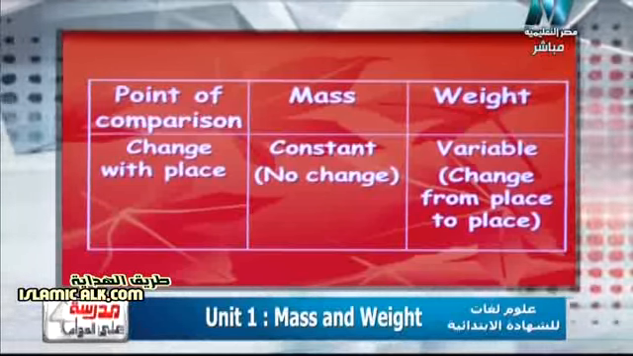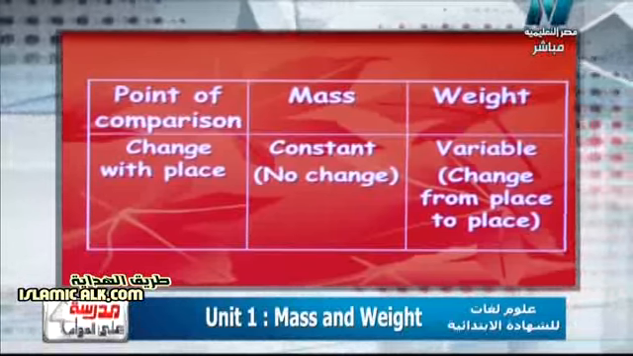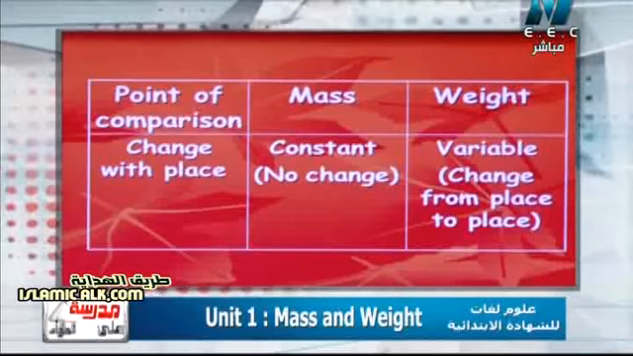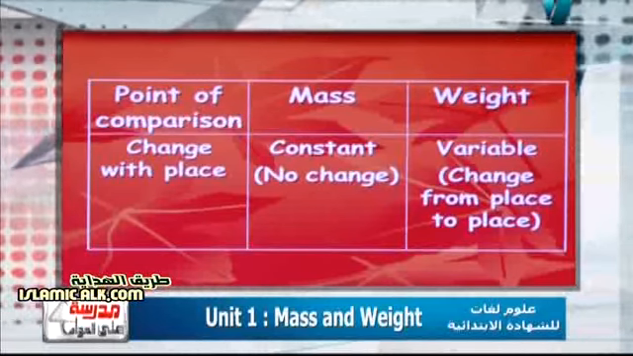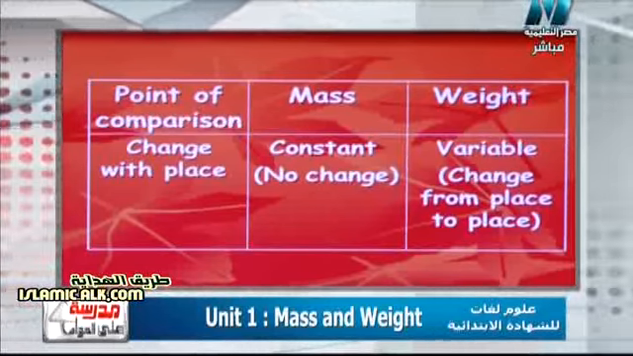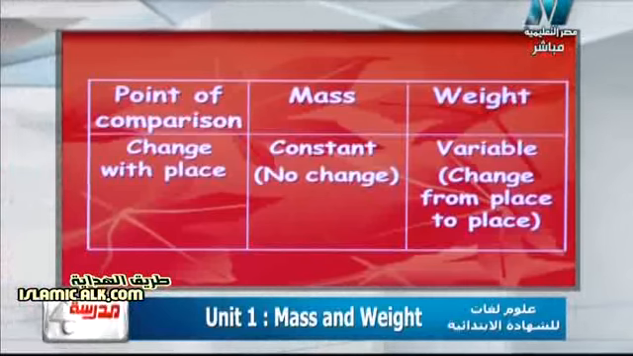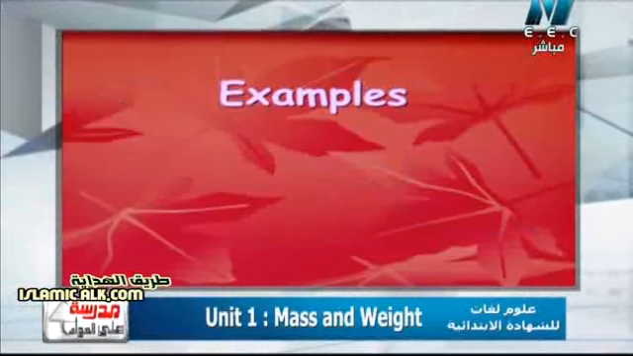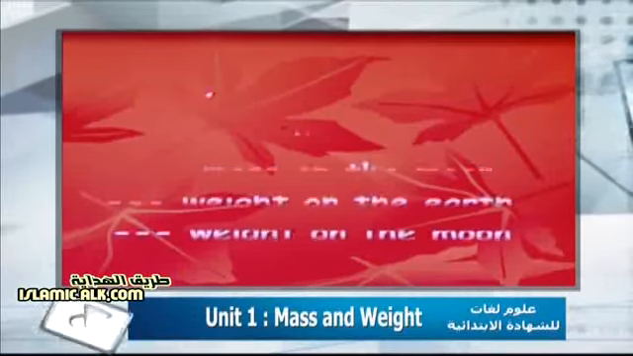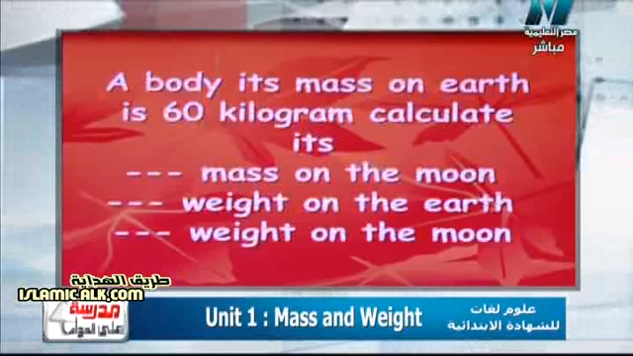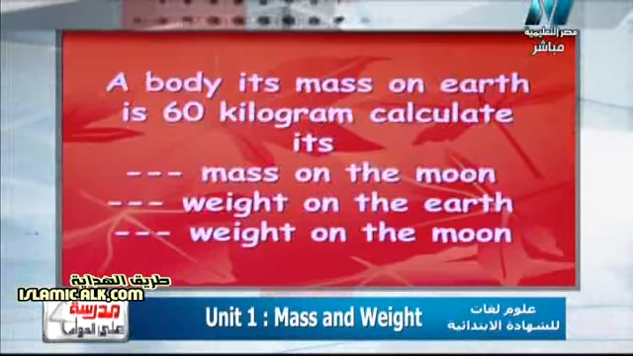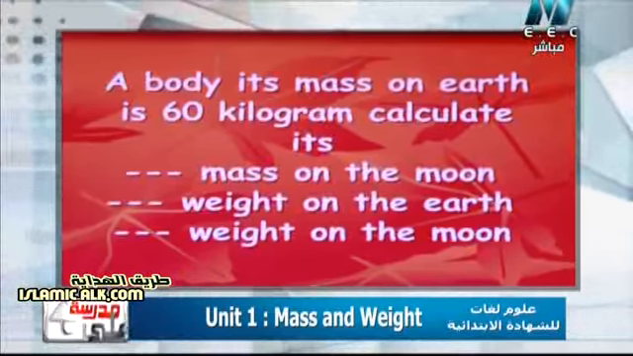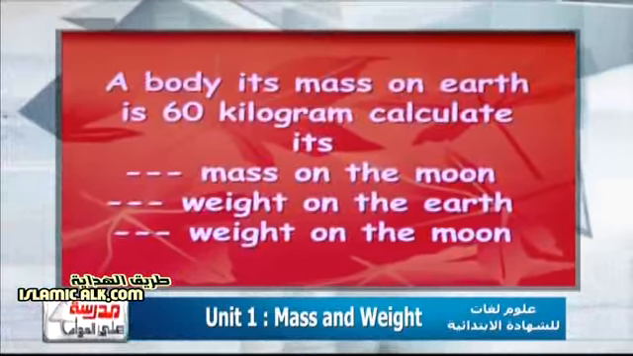center of the planet. So again, which one will change, mass or weight? Surely the one which changes will be the weight. الوزن بيتغير، الكتلة ما بتتغيرش. Again, mass doesn't change, weight changes. So examples, look here. A body, its mass on Earth equals 6 kilograms. Calculate its mass on the moon, its weight on the Earth, its weight on the moon. By this question, I will end the explanation and start a very important selection of questions.